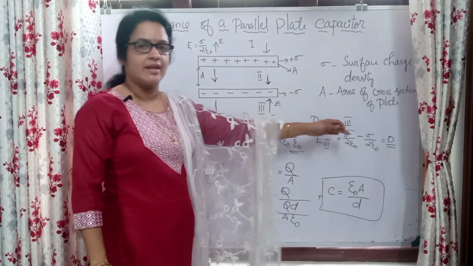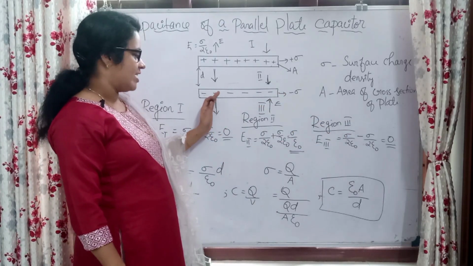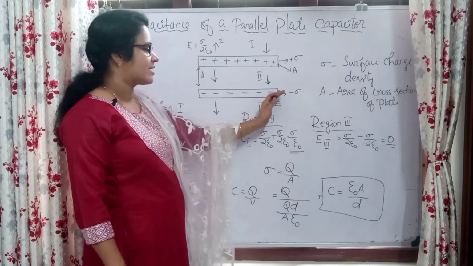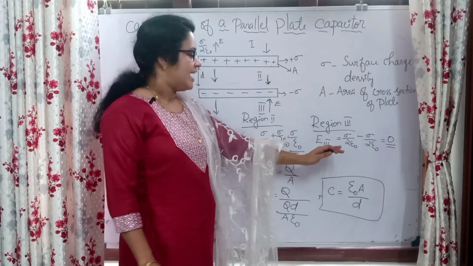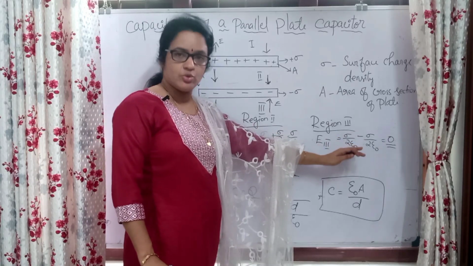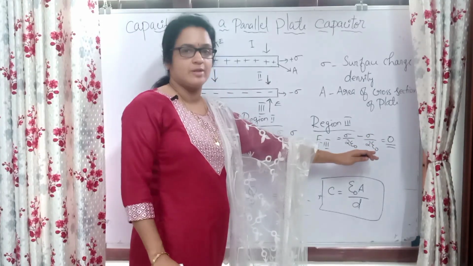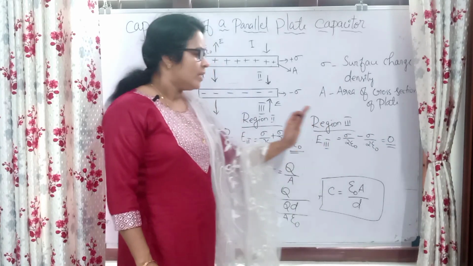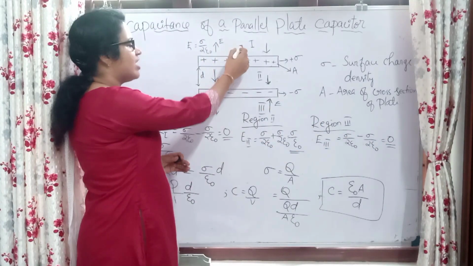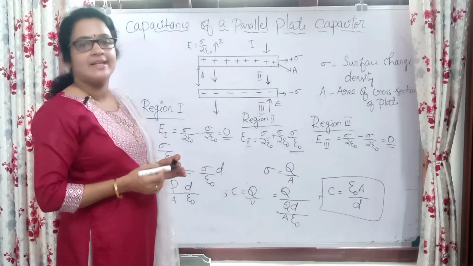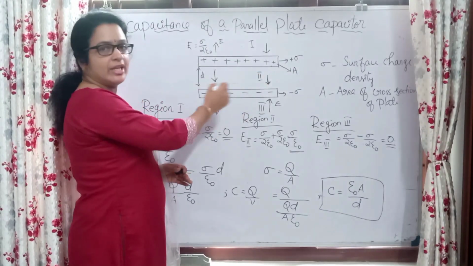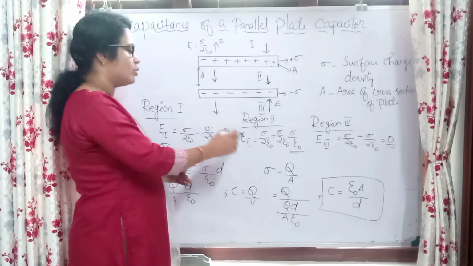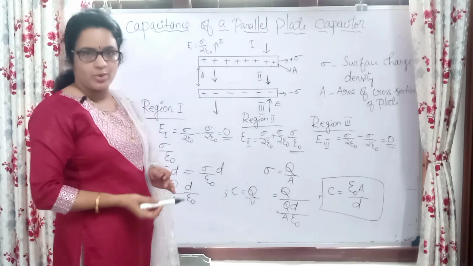And what about region 3? Here one is downwards and the other electric field is upwards. That is again equal and opposite. So what will happen here? Again the electric field will be sigma by 2 epsilon 0 minus sigma by 2 epsilon 0, which is equal to 0. So we can see that in regions 1 and 3 the total electric field is 0, and only in region 2 the electric field is there, and that value is sigma by epsilon 0.